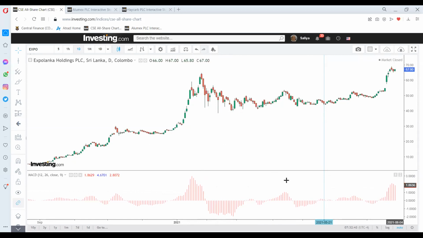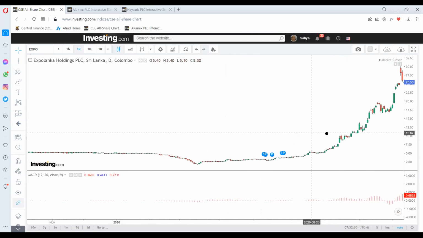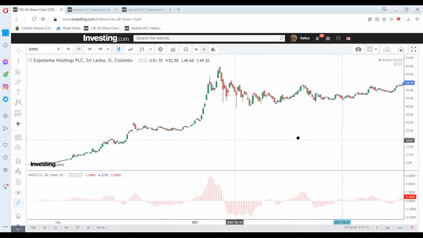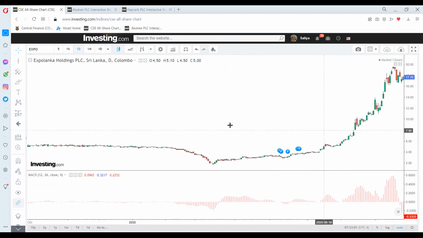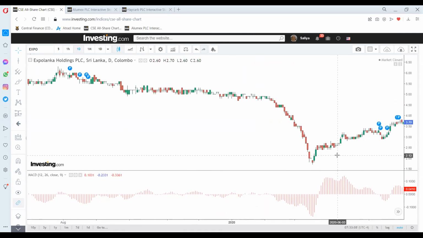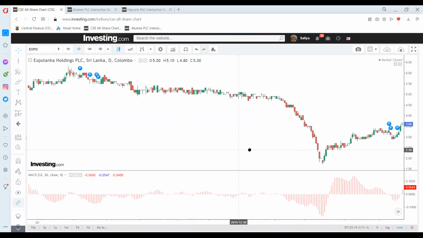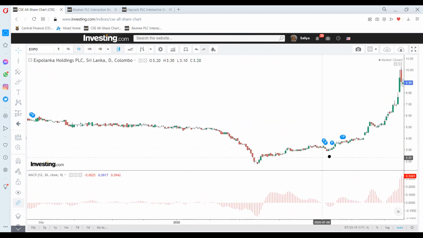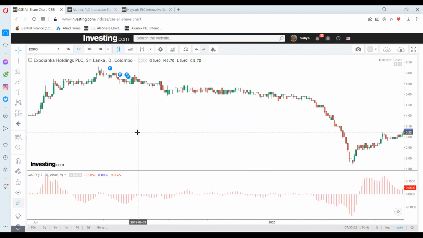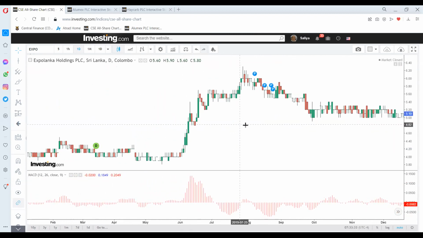But if you look into the past, especially here, when it comes to this period, right? Over here, we have to just see whether there are any indications for Expo Lanka as far as the bullish divergences are concerned, right?